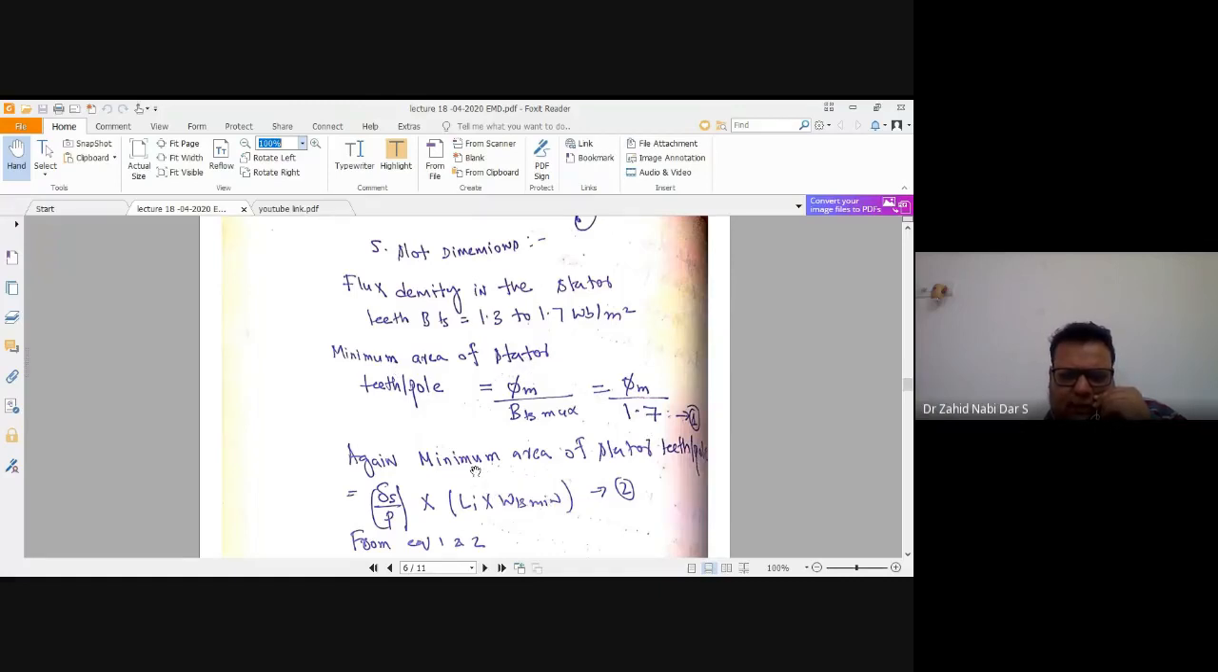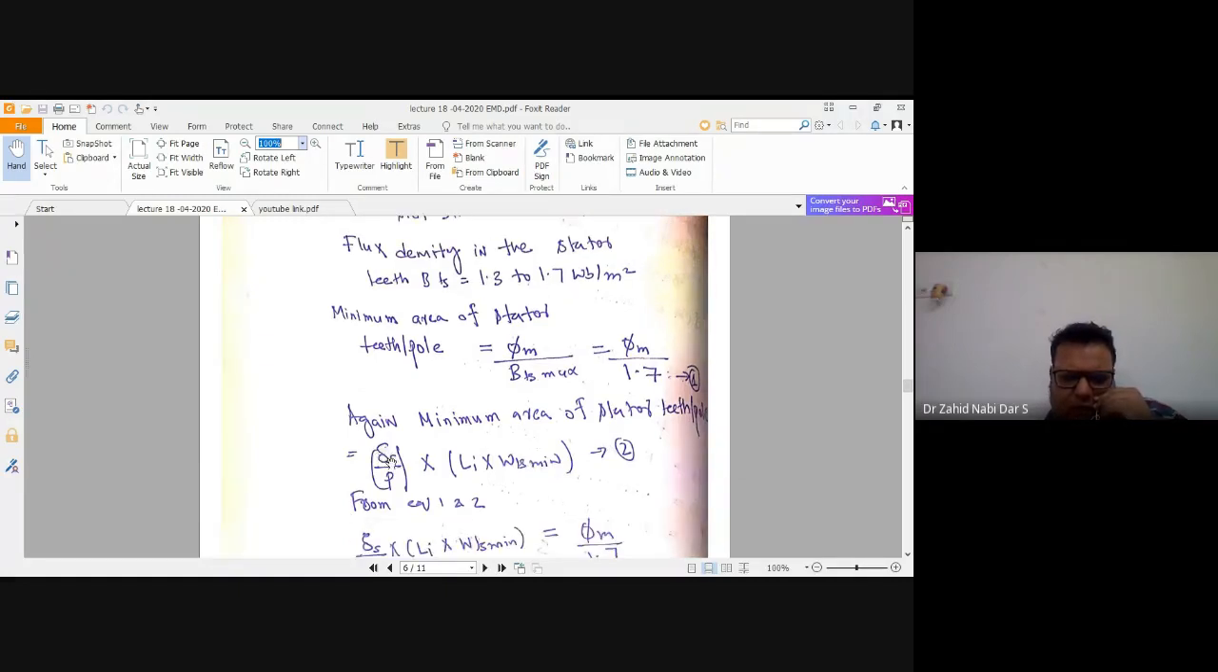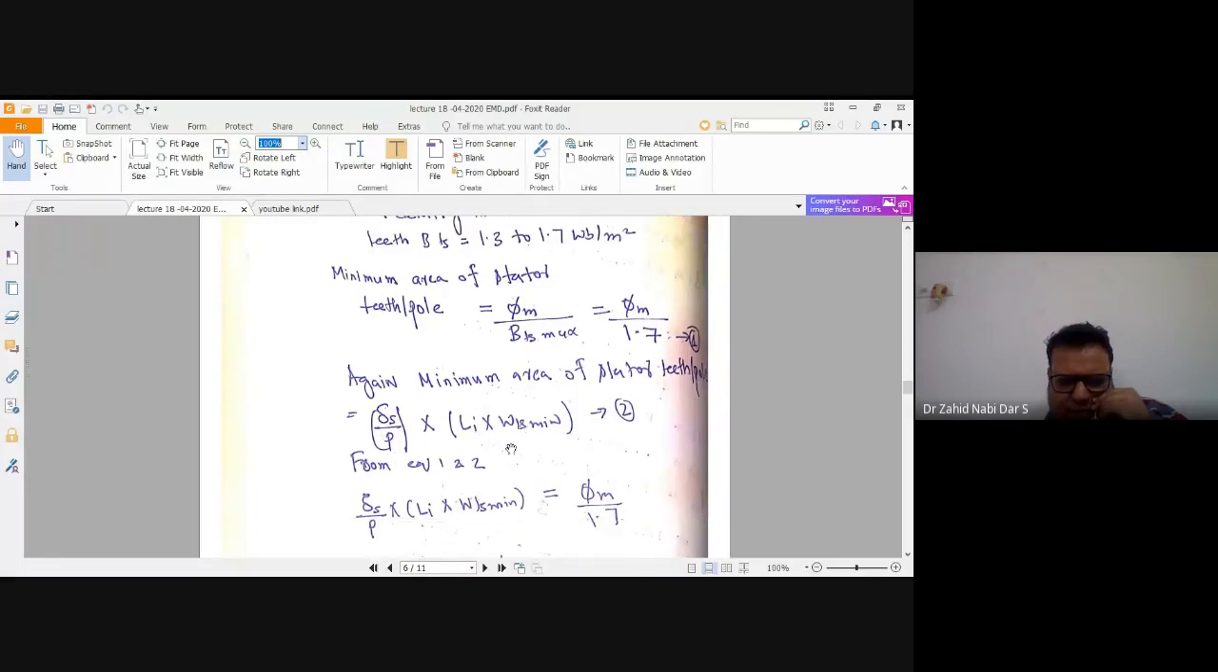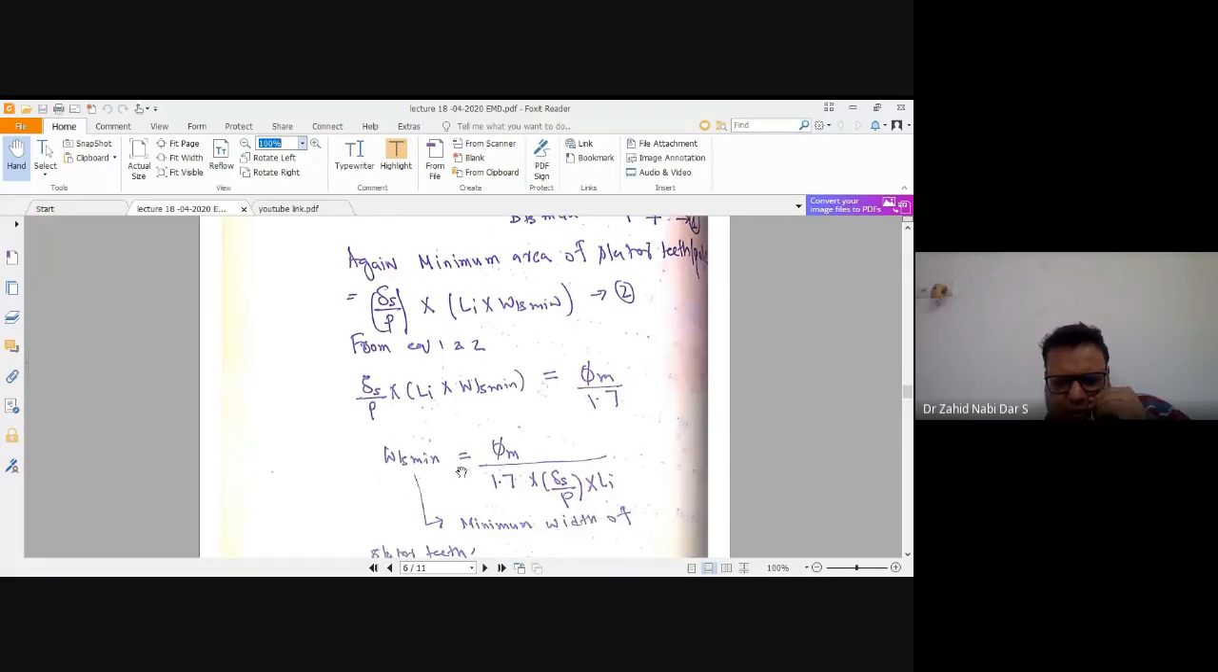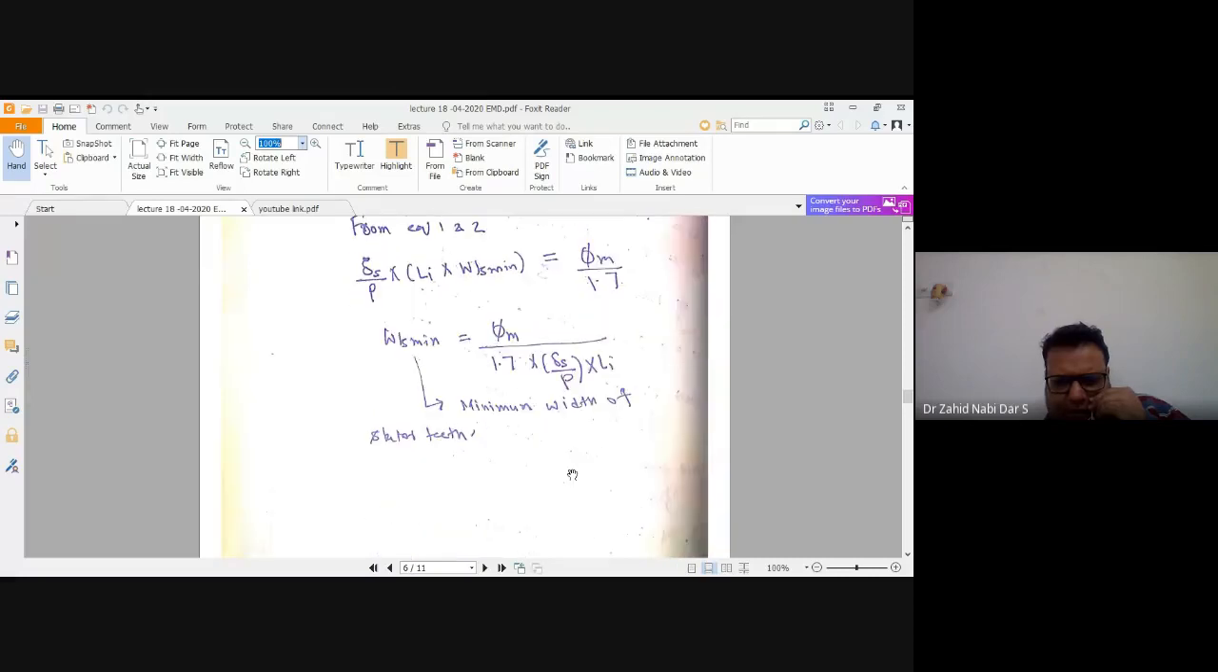Again you can calculate this minimum area of the stator by its construction. Like you can have the current density divided by the number of poles into length, and this is the BTS, sorry, the width of the teeth which is minimum, and you can relate it, and you have WTS minimum equal to phi max by 1.7 rho s p into Li. This is the minimum width of the stator teeth.